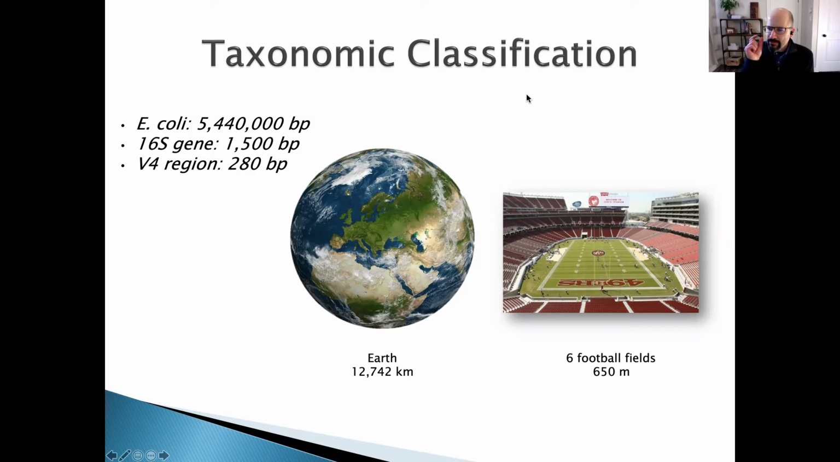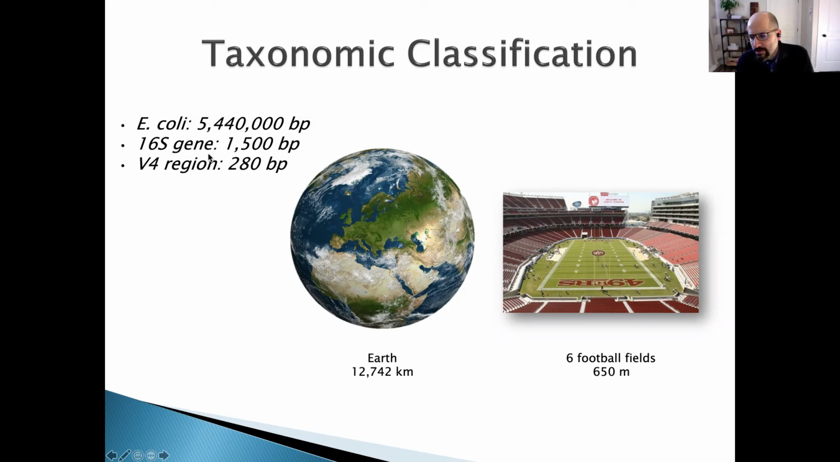We are sequencing a very tiny piece of the genome, and we want to classify a whole planet based on this short distance of 6 football fields. Okay, one might argue that, yes, but if you consider that the whole 16S gene is much shorter than that, that's right, this is true. But still, we are sequencing a very small region of the 16S gene.